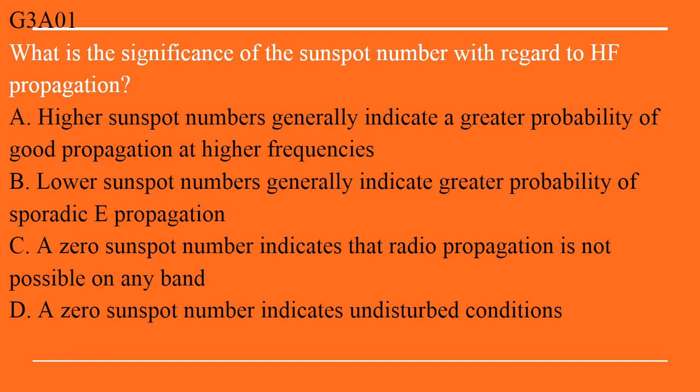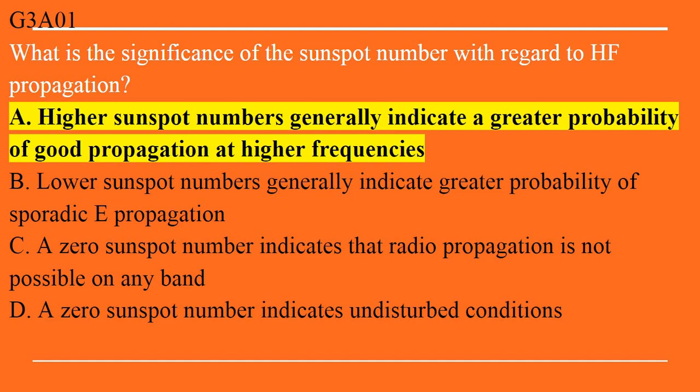G3A01, what is the significance of the sunspot number with regard to HF propagation? A. Higher sunspot numbers generally indicate a greater probability of good propagation at higher frequencies. B. Lower sunspot numbers generally indicate greater probability of sporadic E propagation. C. A 0 sunspot number indicates that radio propagation is not possible on any band. Or D. A 0 sunspot number indicates undisturbed conditions. Correct answer A. Higher sunspot numbers generally indicate a greater probability of good propagation at higher frequencies.